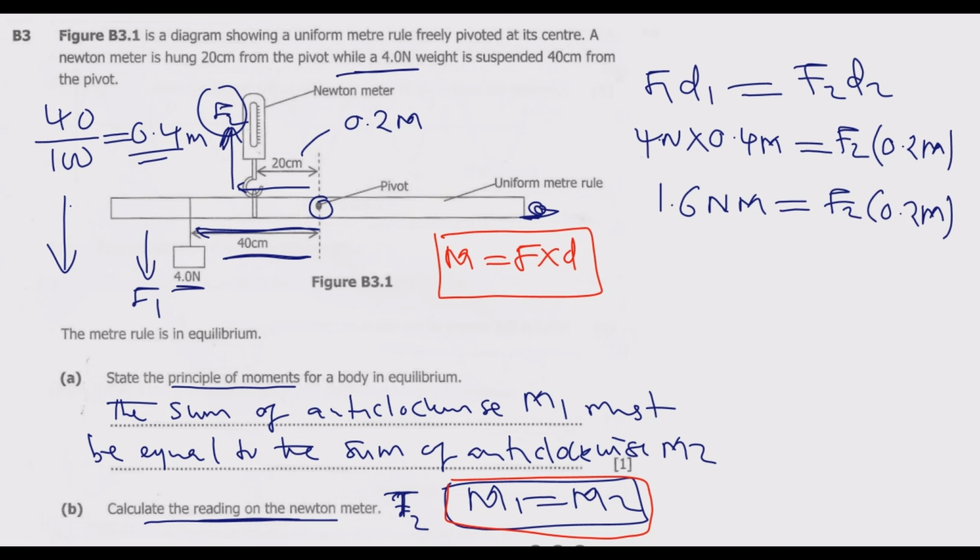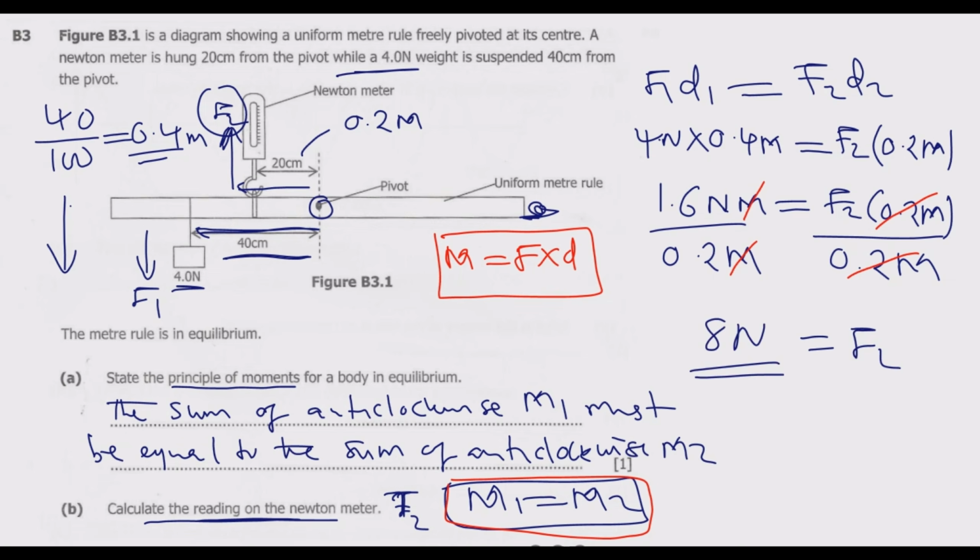Then we are looking for F2. Remember these are meters units. We are going to divide both sides by 0.2 meters. What you notice here is that this one and this one cancel, so that we have F2, which is force 2. Then this meter and this meter cancel. Then we have 1.6 divided by 0.2. We end up with 8 Newton. So 8 Newtons will be the reading on the Newton meter.